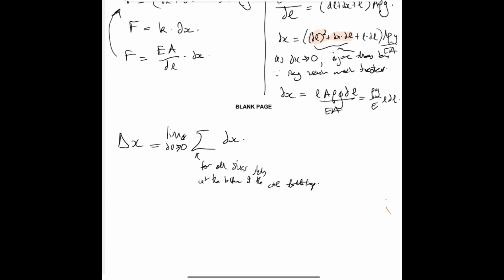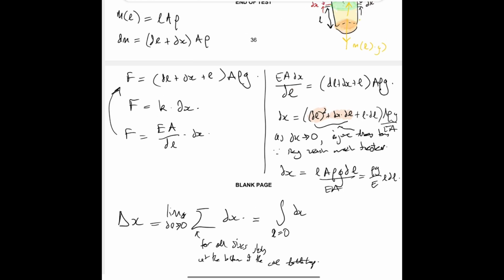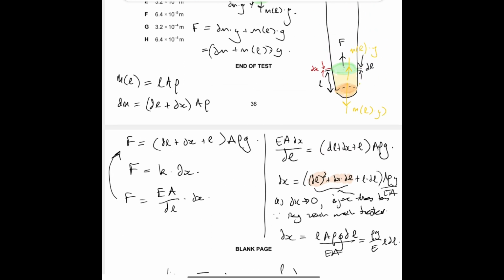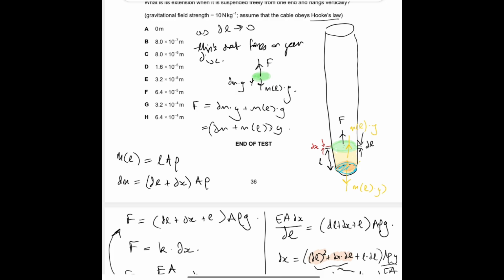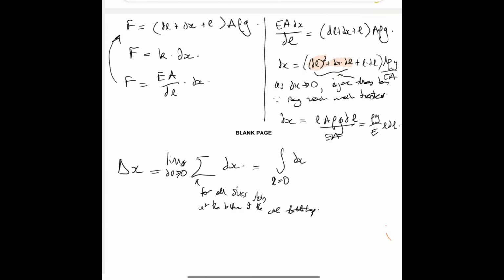And then basically, by some magic which the mathematicians don't understand, this becomes the integral of dx going from L equals 0, from the disks at the very bottom, to L equals, let's call the actual length of the cable L, the disk at the very top. So yeah.